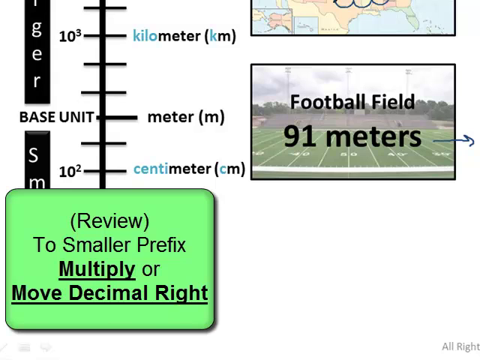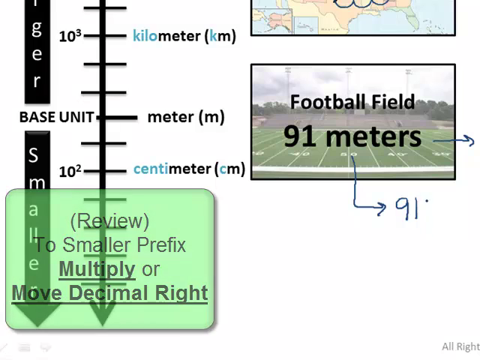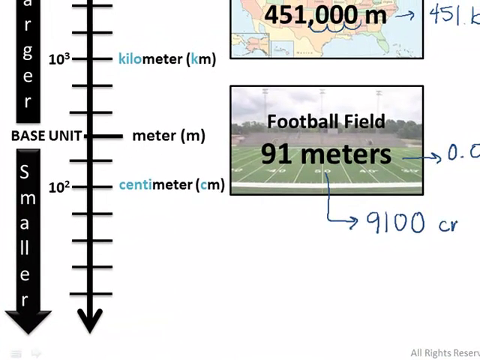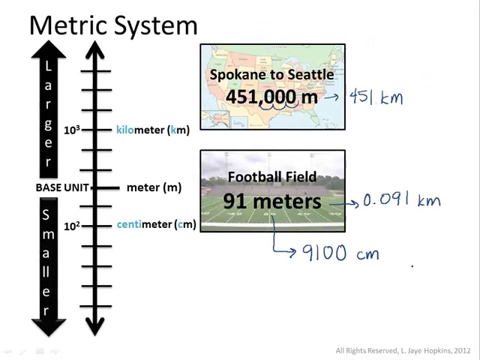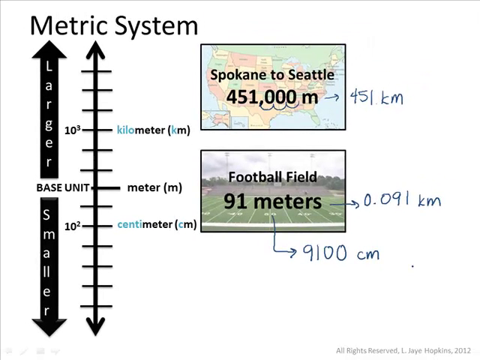If I wanted to change 91 meters to centimeters, because there's more centimeters in a meter, or because it's smaller, I'm going to multiply. I'm going to multiply by the value 100, or move the decimal point 2 values to the right to discover that there's 9100 centimeters in 91 meters. So again, with the metric system, you may have some familiarity with it from before, and this might be review, but it also might be something that's new to you. And in any case, just remember that the more you practice with these, the easier they'll become.